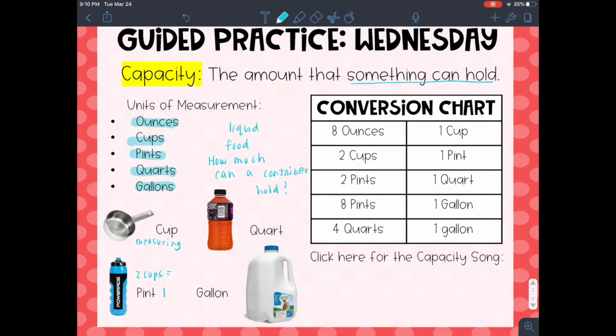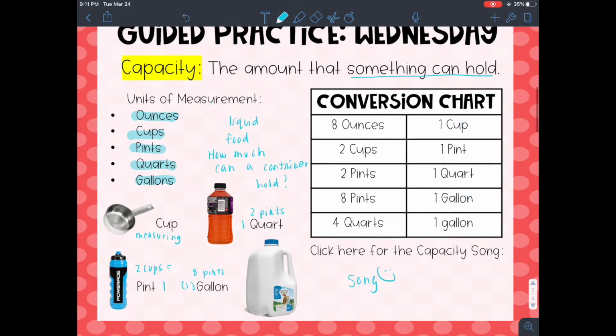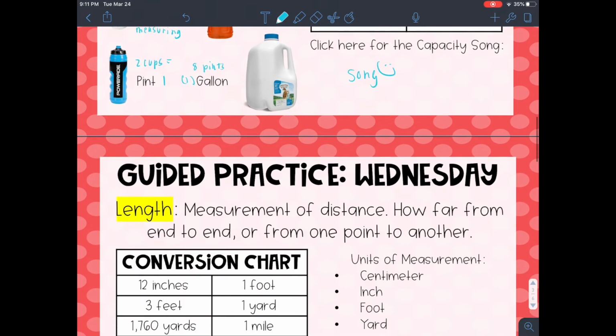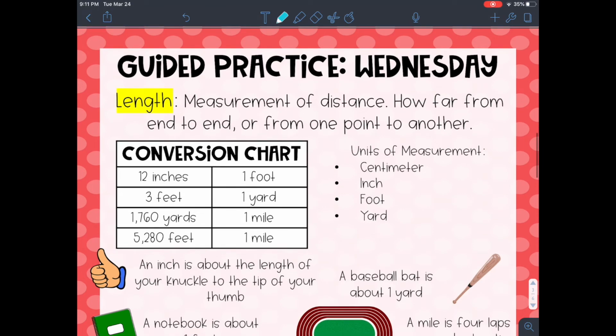And then you have a quart. A quart is like those big Powerade or Gatorade bottles that you can get. I know when I used to play sports, I would get those when I would have a game. So that's about 2 pints. So that would hold 2 of those sports water bottles. And then finally you have a gallon, and you may have a gallon of milk in your fridge, and that's equivalent to 8 pints. So there's a capacity song that will help you remember these conversions. Again, you don't have to memorize them, but that song is very helpful and fun to help you remember them.